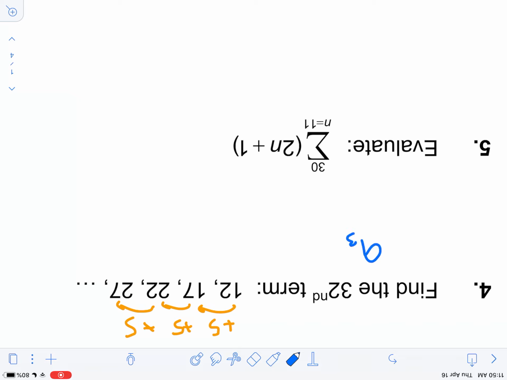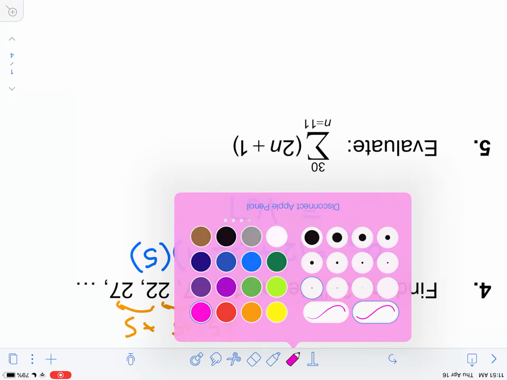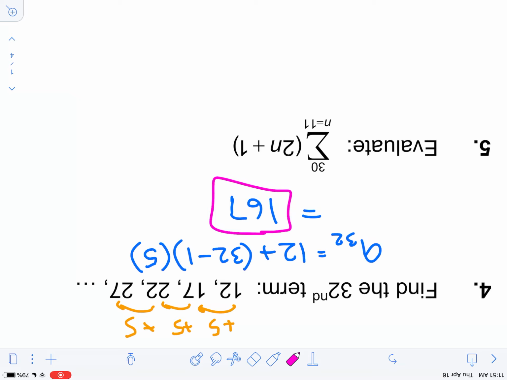So it's asking for a sub 32, which would be first term plus n minus 1 times d. So that d is the positive 5. And now I would just go straight to the calculator. You can do it in your head if you feel like it, but why do the extra work? So you should end up with a 167.